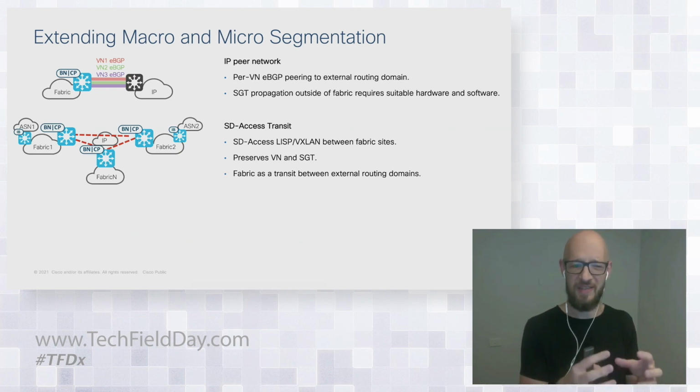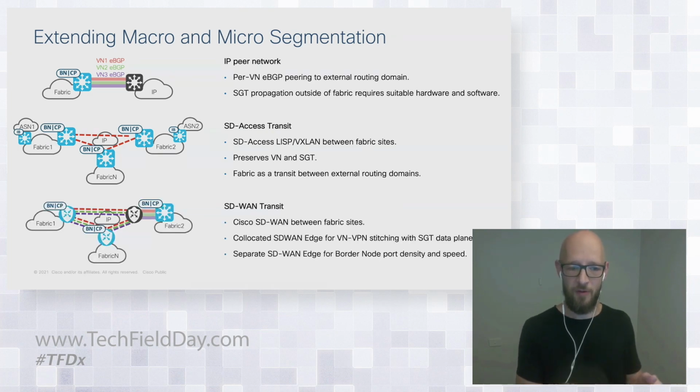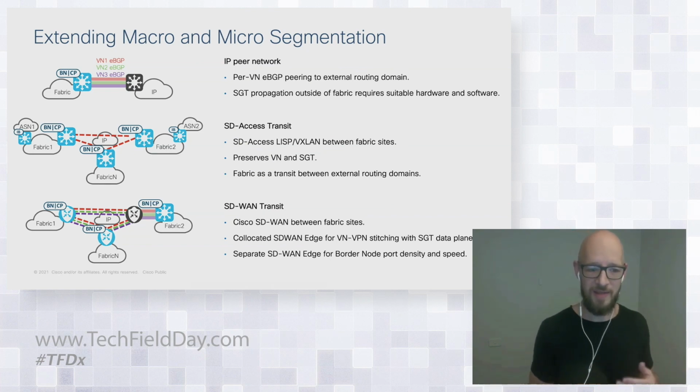So this is basically SD-Access to SD-Access, again giving us our VN and SGT preservation. It's also reasonably easy to bring up. It's quite a straightforward exercise in DNA Center, and we'll see that in the demonstration. And then the final way of interconnecting or extending segmentation is our co-located SD-WAN and SD-Access.